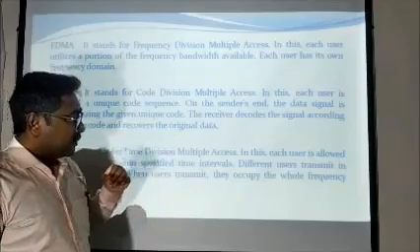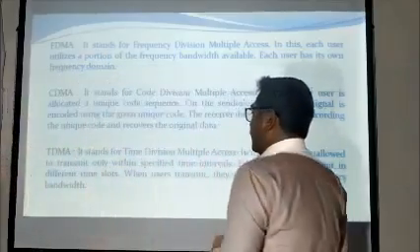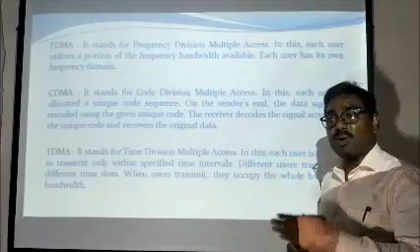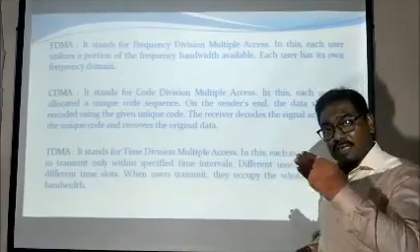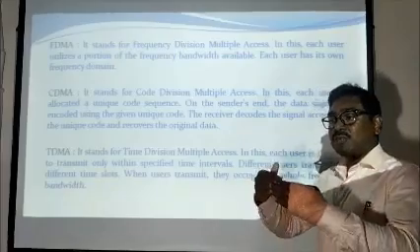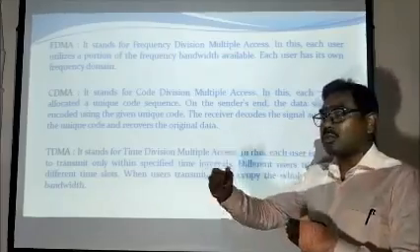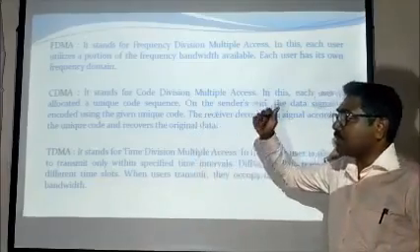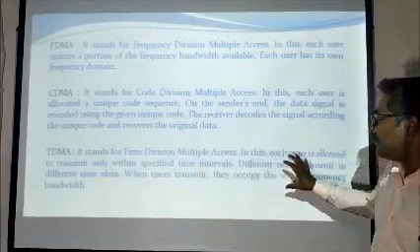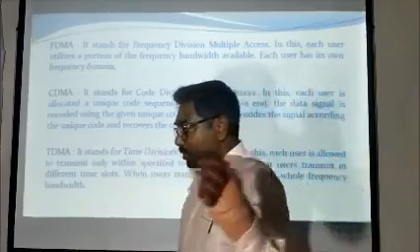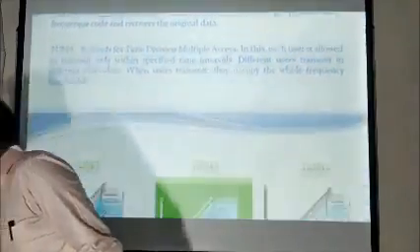The original data will be received. In the case of time division multiple access, a time slot is given. That means one user uses the frequency for some period of time. After that period, the second user can use the same frequency, and here the complete bandwidth is assigned to a specific user. Now let's go to a diagram in which you can understand better.